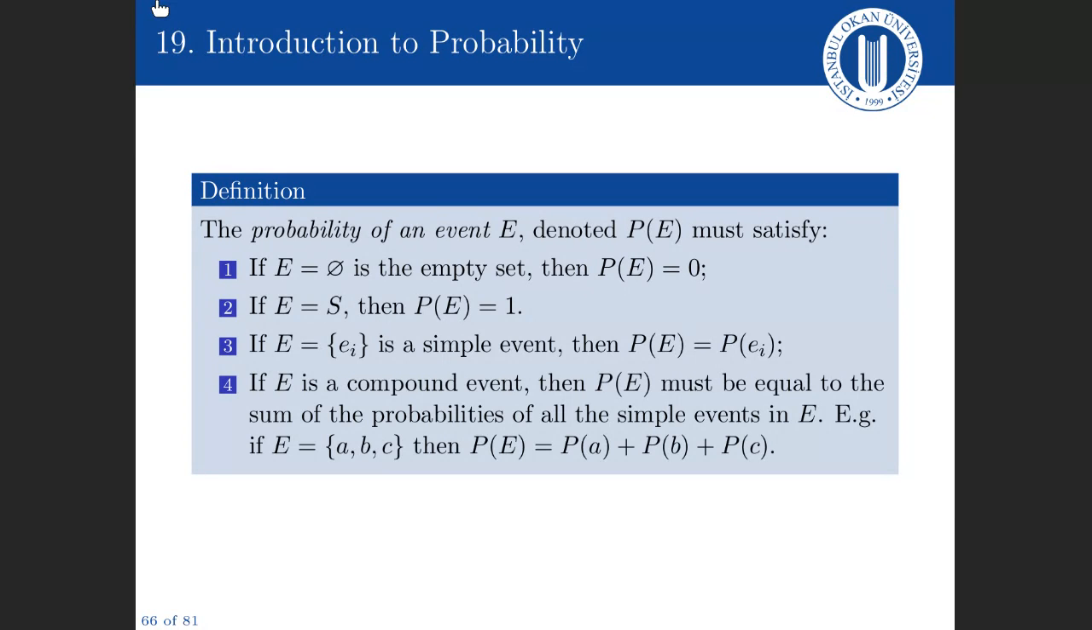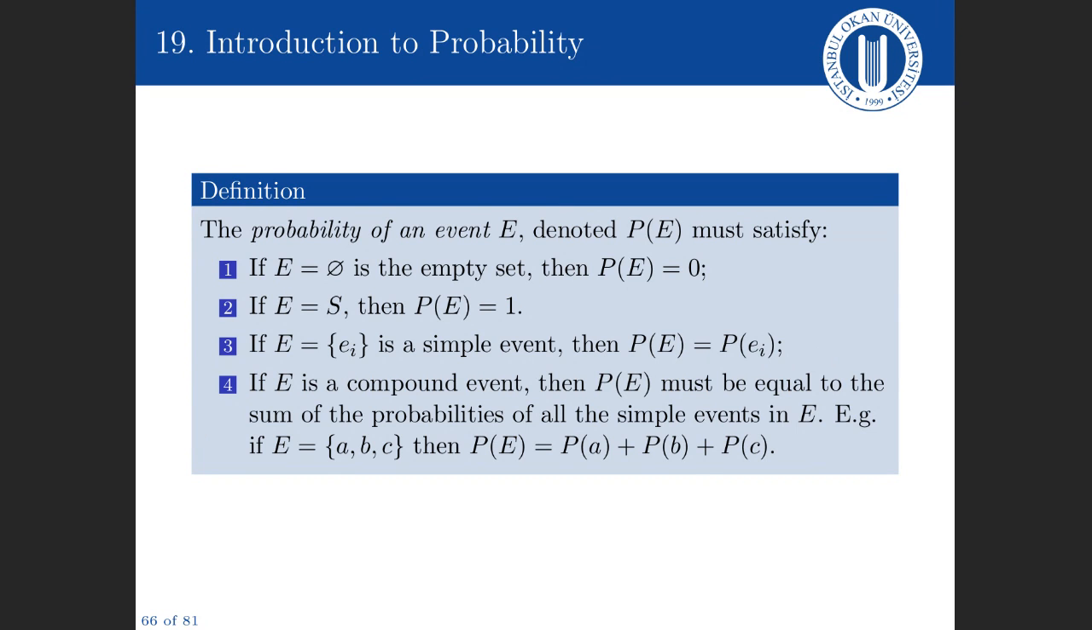The probability of an event, which we write as P of E, must satisfy these 4 rules. The probability of the empty set must be 0. The probability of sample space S must be 1, because something in the sample space always happens. If we have a simple event, then the probability of capital E must be the probability of small e_i. And if E is a compound event, then the probability of E must be equal to the sum of the probabilities of all the simple events.